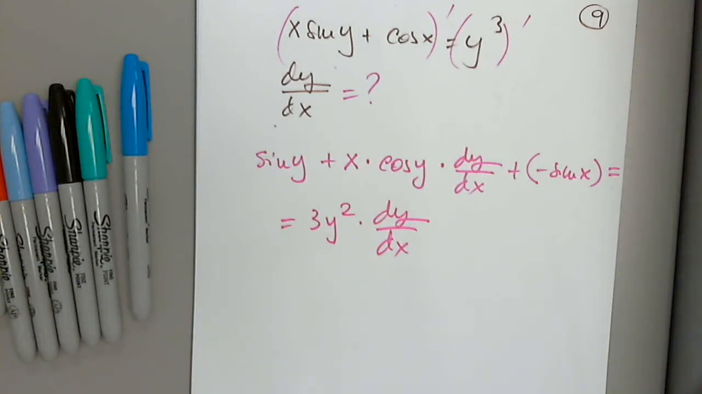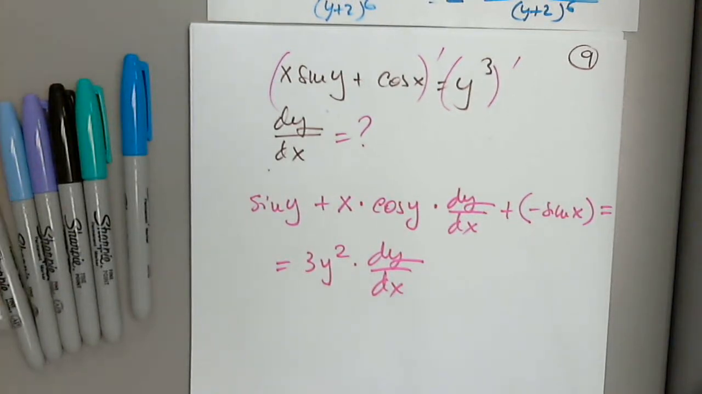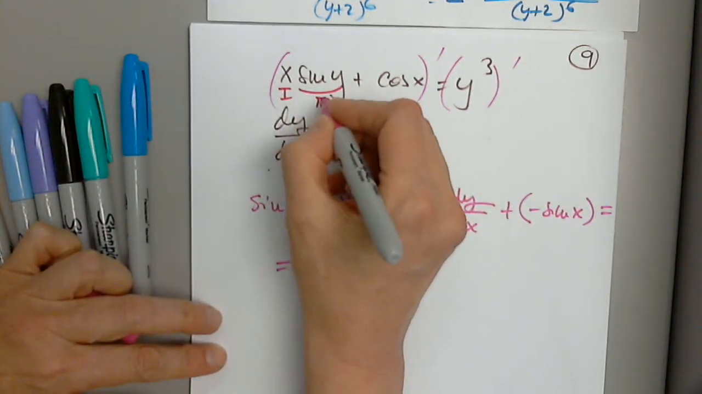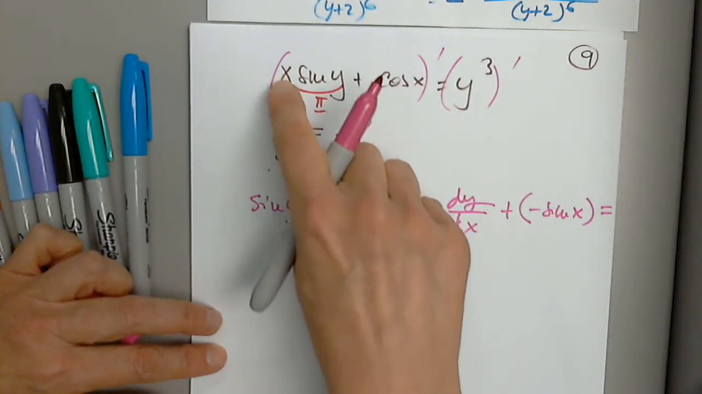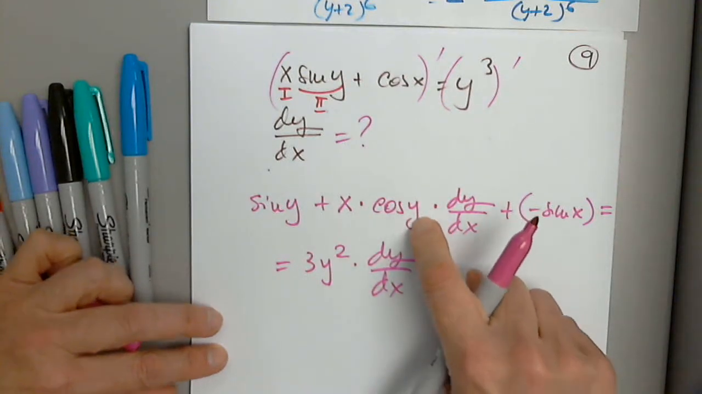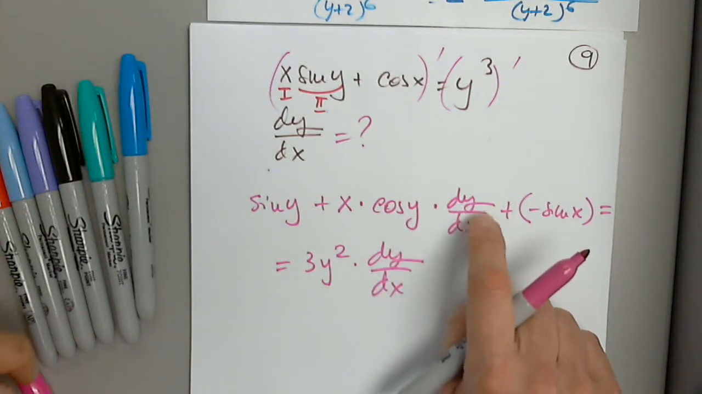I'm just confused in the beginning. Wouldn't it be sine y plus, shouldn't that be a cosine x, not cosine y? So here, this is the first function, and this is the second function. The first function prime times the second plus the first function times the second function prime. But since y is inside cosine x and it's also a function of x, I have to multiply by dy over dx. Is that okay?